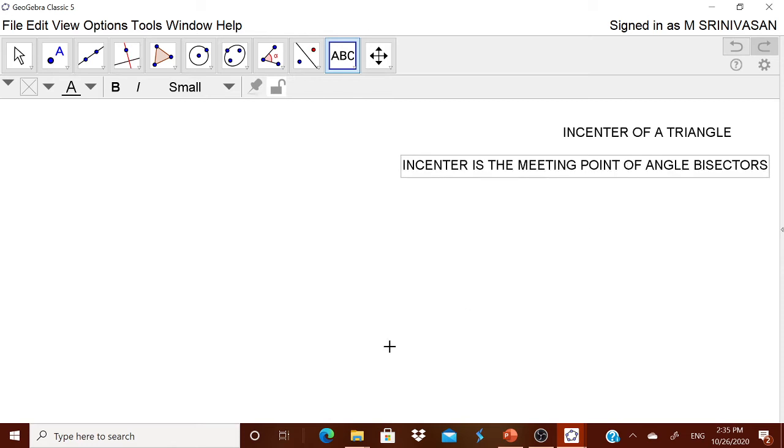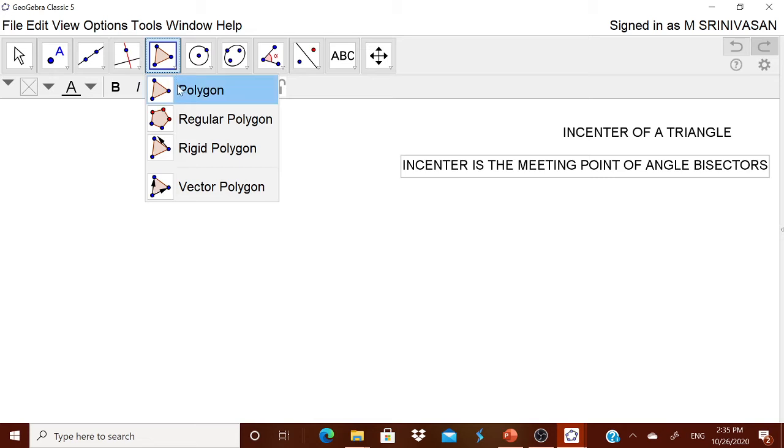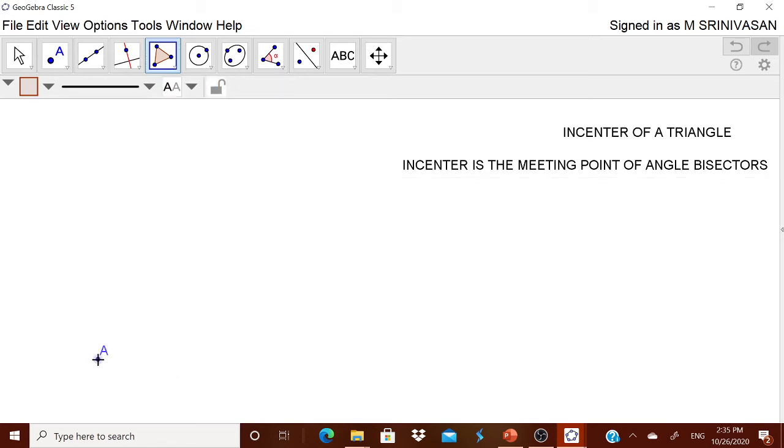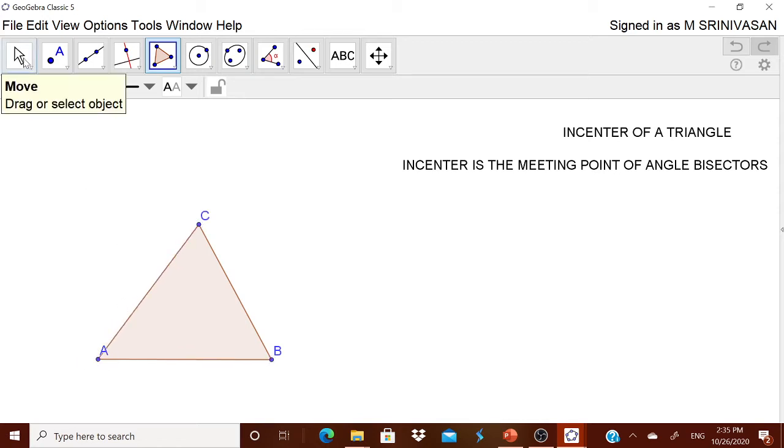Now, let us go for drawing a triangle. Go for this polygon, A, B, go up to C, click it and then come back to A. You got a triangle now. Keep it ready.